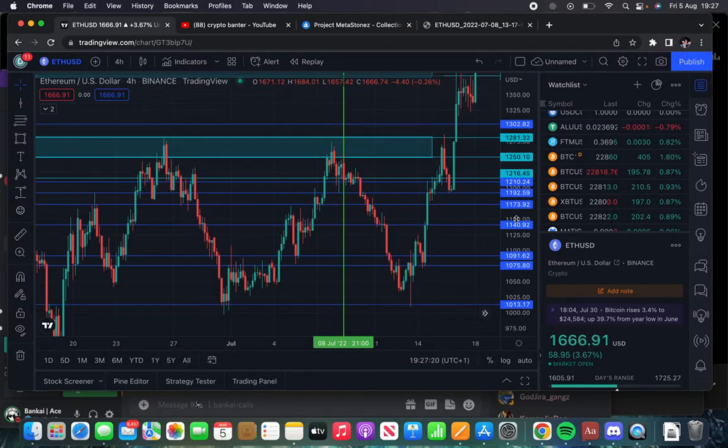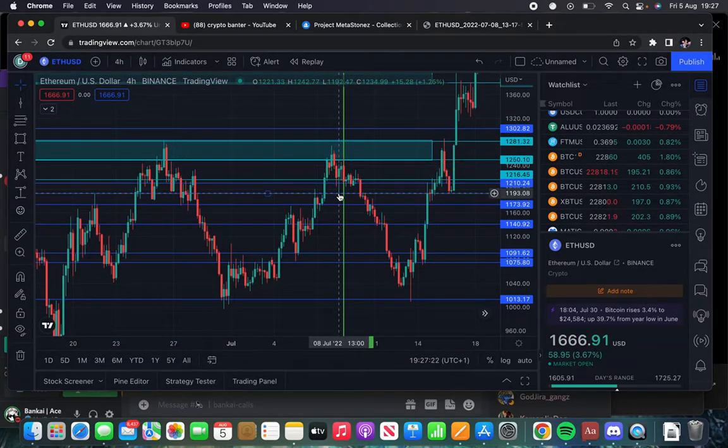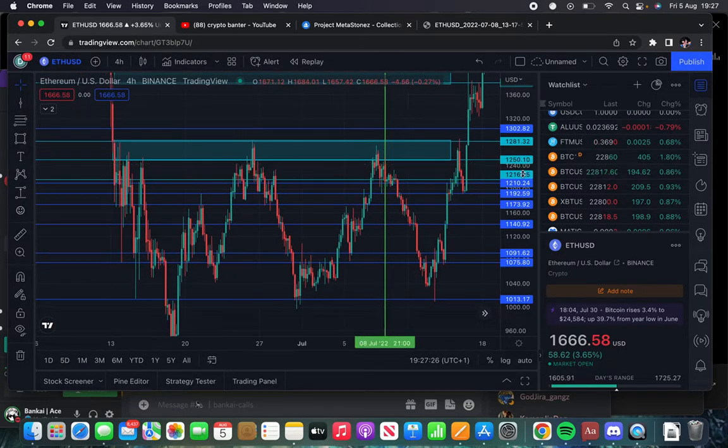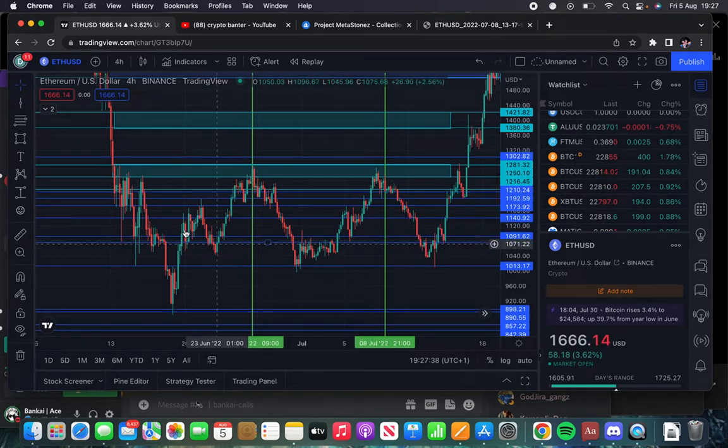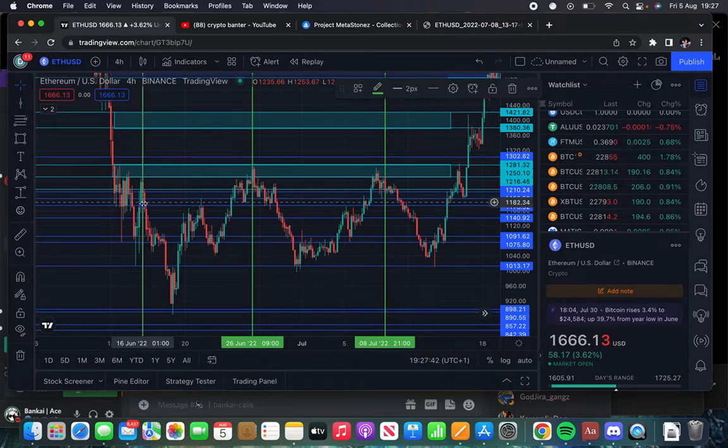At that level, I saw that it was getting rejected basically, and I went and looked back at the previous times that ETH had been rejected from this level, right? So if I just map them out, it would be like right here, right here, and right here.